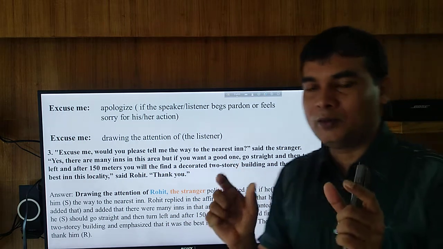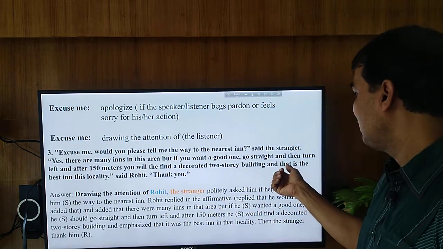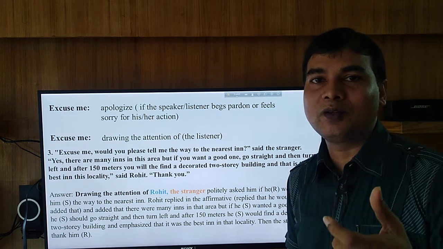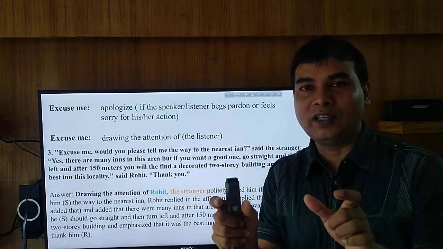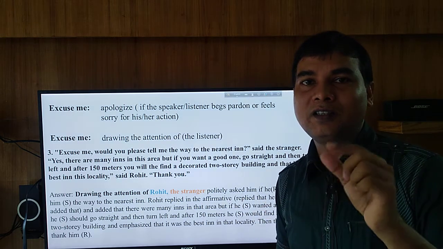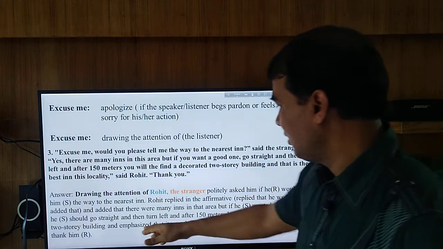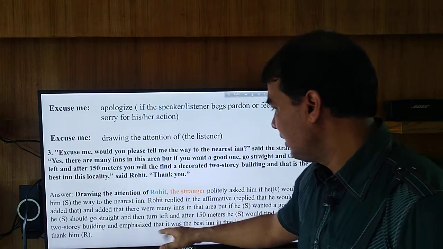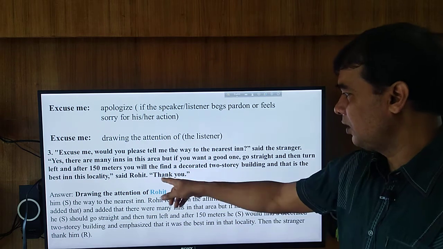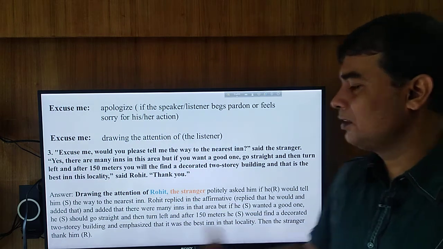Now there is a problem here in the sentence. You see, there is a that, and again you are using a relative pronoun that. So if you find two that one after another, then the second that would be converted to it. So we can write here, emphasized that it was the best in that locality. Okay, thank you. Then the stranger thanked him.